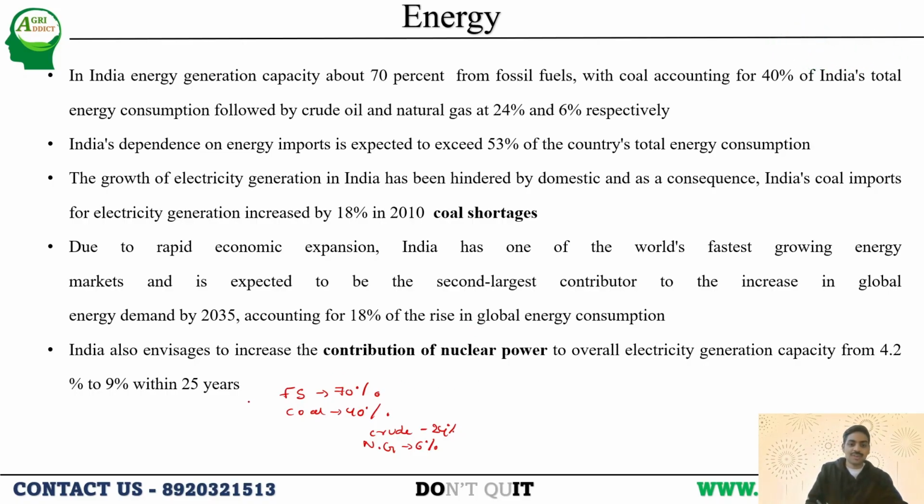First, talking about the factual data that depicts which source we are relying on more. About 70% of the energy generation is dependent on fossil fuels. That is, using fossil fuels we are generating 70% of the energy: using coal, it is 40%; using crude oil, 24%; and 6% from natural gas. This is the data that you should keep in mind.